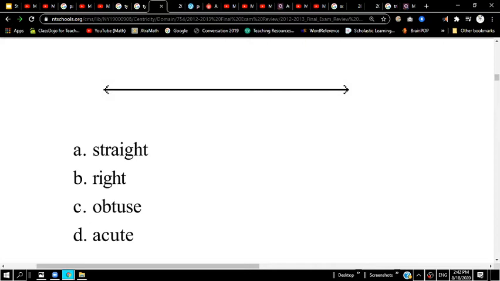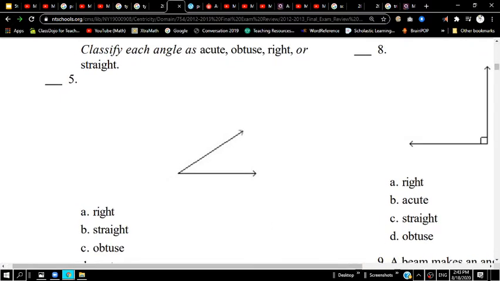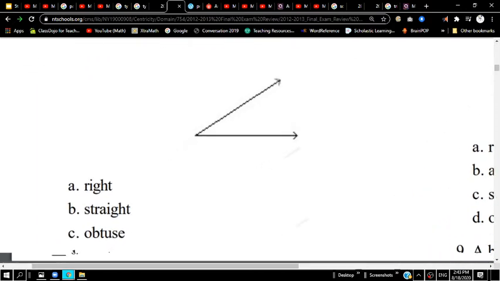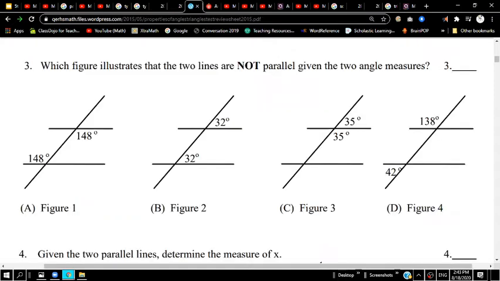Yes, this is a straight angle, right? It doesn't measure 90 degrees. It doesn't measure larger than 90 degrees. It's actually 180 degrees total. Let's take a look at this next one. It says classify each angle as acute, obtuse, right, or straight. What would you classify that angle as? If you said acute, you are correct. That angle is acute. It's much smaller than 90 degrees.